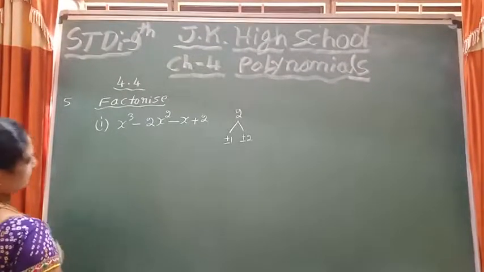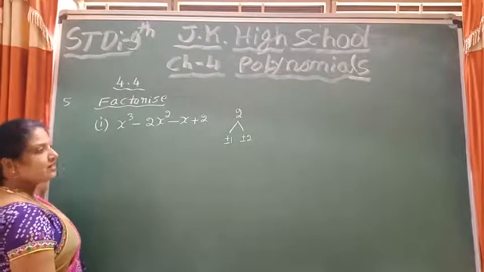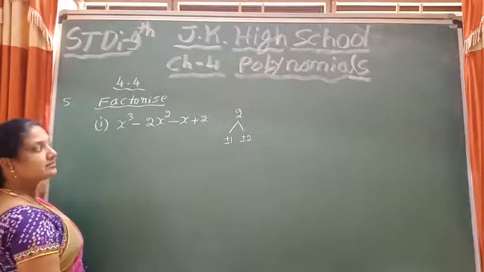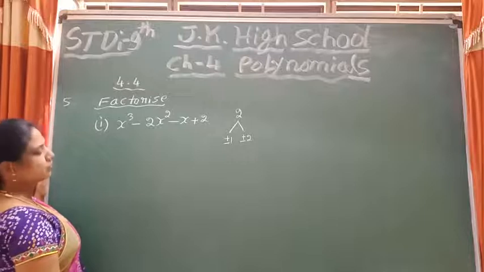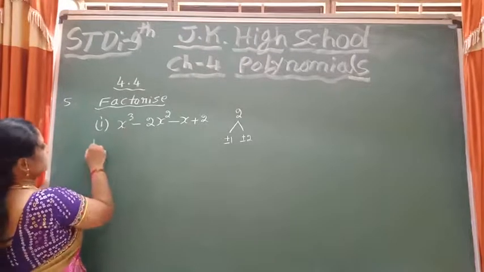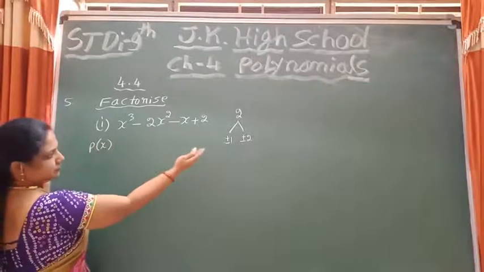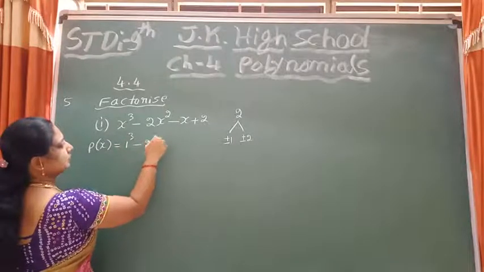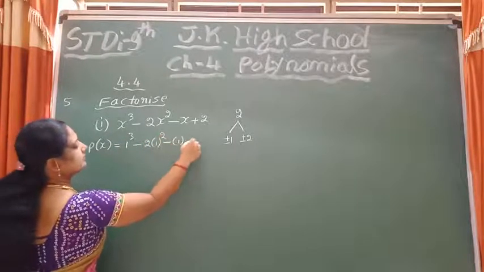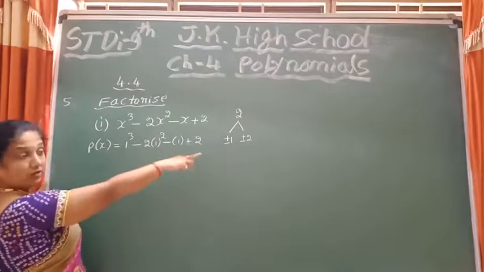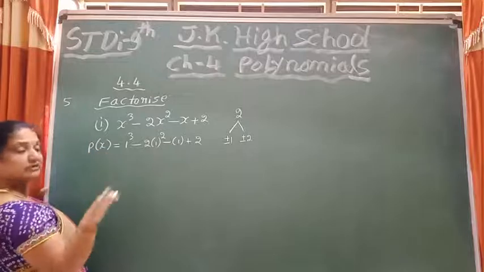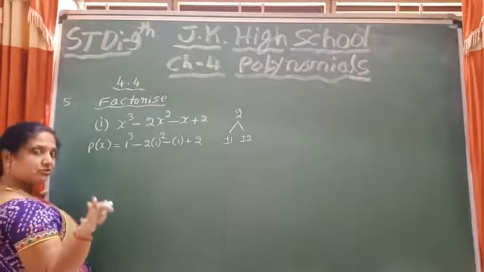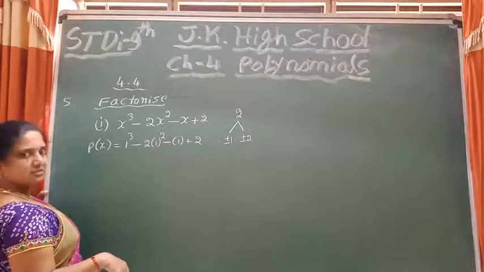Now we will check which one becomes a factor. According to the factor theorem, if I substitute a number in the x place and get 0 as the answer, that is a factor of that polynomial. So this is the given polynomial, p of x. First I am going to substitute plus 1. If it is not a factor, you have to check minus 1, then plus 2, then minus 2. So all four values you can check for this polynomial.